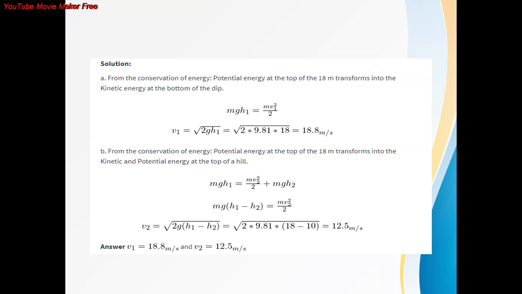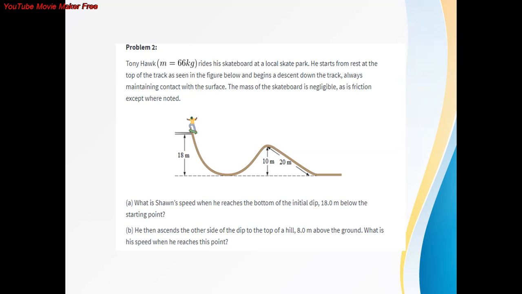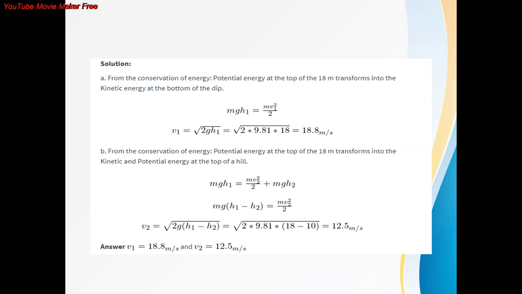So the first velocity is 18.8 meter per second when this person goes from this point to this point. Potential energy transformed to kinetic energy, equating both of them, and we find the final velocity. Now let's do the second part.